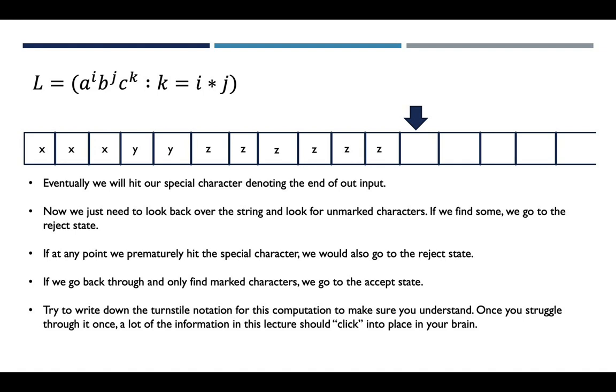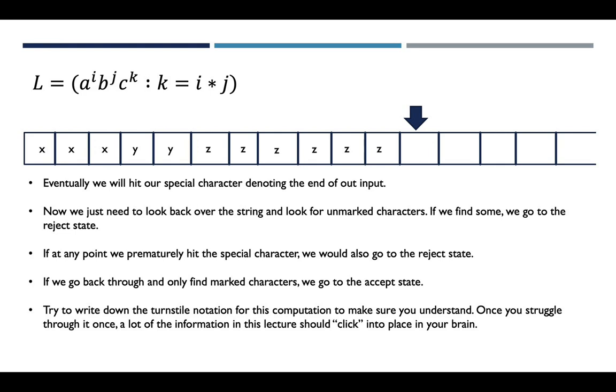So a sort of, I'm going to call it homework in quotes for you to do would be to write down the turnstile notation for this computation that we just went through. And what that will do is it will require you to struggle through that notation and understand what the algorithm is for this particular problem, but also what the notation actually looks like. And if you can struggle through that notation, it will be very illustrative to you. And a lot of the information that we've covered in this lecture is going to just click all at once.